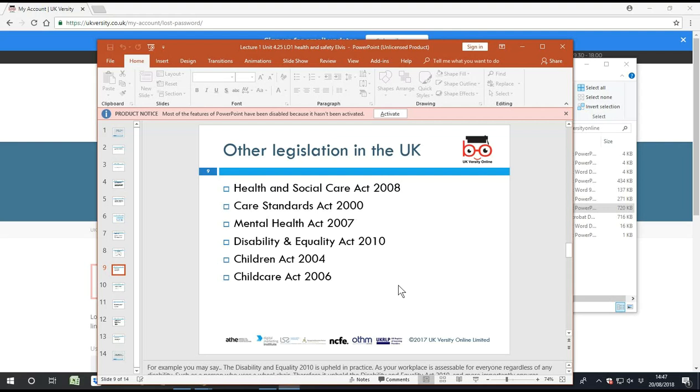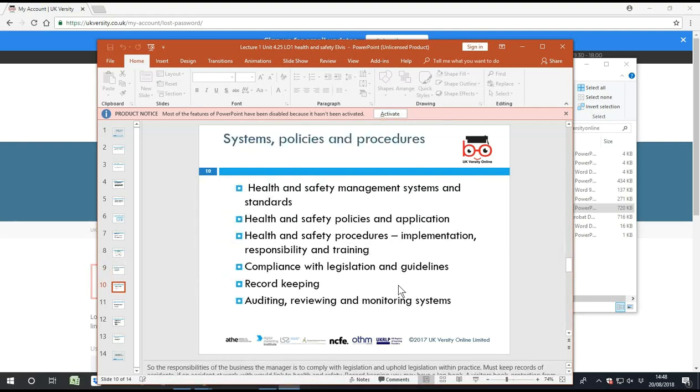We have the Health and Social Care Act 2008, the Care Standards Act 2000, the Mental Health Act 2007, the Disability and Equality Act 2010, the Children Act 2004, and the Childcare Act 2006. We will look at all of these in detail. These are all key legislations, and other legislation that you can use to answer your questions. The next slide will look at systems, policies, and procedures.